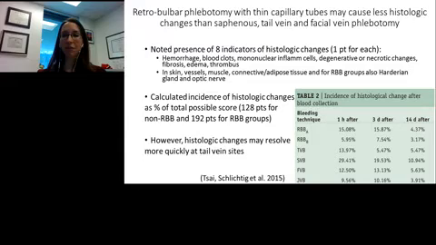And they looked 1 hour after phlebotomy, as well as 3 days and 14 days after phlebotomy, and you can see that the retrobulbar phlebotomy groups, particularly retrobulbar group B that had the thin capillary tubes, have the lowest incidence of histologic changes 1 hour after, as well as low histologic changes 3 days after. But it is interesting to note that potentially the histologic changes at the tail vein sites may resolve quite quickly. So there was a steep drop in the percentage of changes in that group from 1 hour after to 3 hours after tail vein phlebotomy.